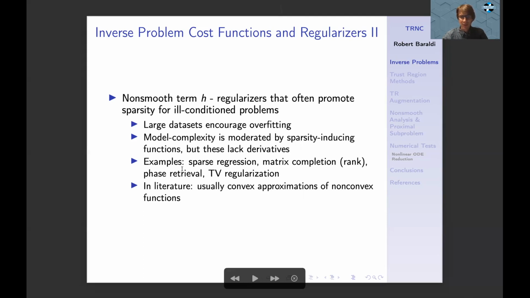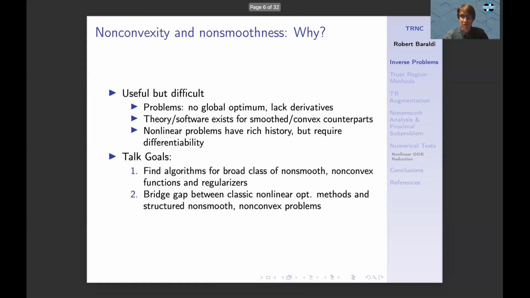Examples of this would be sparse regression, matrix completion or rank reduction, phase retrieval, or total variation regularization. In the literature, they're usually convex approximations of non-convex functions, which is helpful, but the non-convex function is often better at regularizing than the convex one. So again, why do we care about non-smoothness and non-convexity, and how can we take advantage of these features of this problem? Well, they're useful, but they're difficult, right?